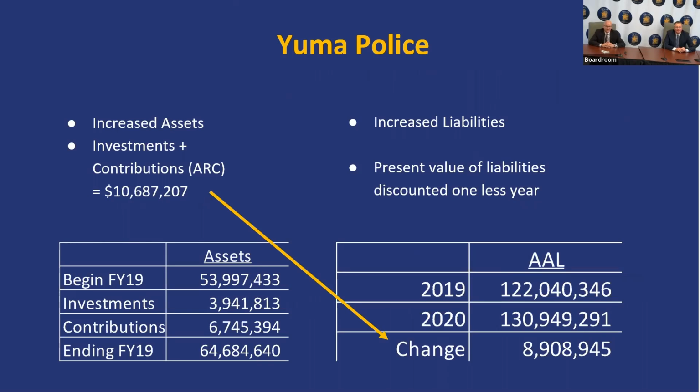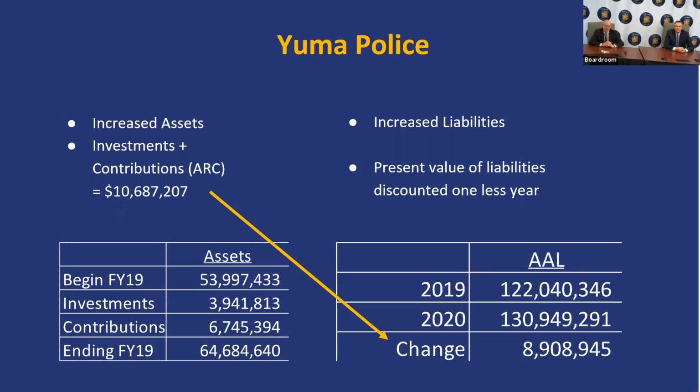So again, looking at the assets on the left side and the liabilities on the right. We have the beginning assets, the investment returns at the assumed rate of return, and the contributions that come in. The investment returns and the contributions, about $10.5 million coming in for the Yuma Police Department, which is good. That sounds good. That's a lot of money coming in to fund a pension.